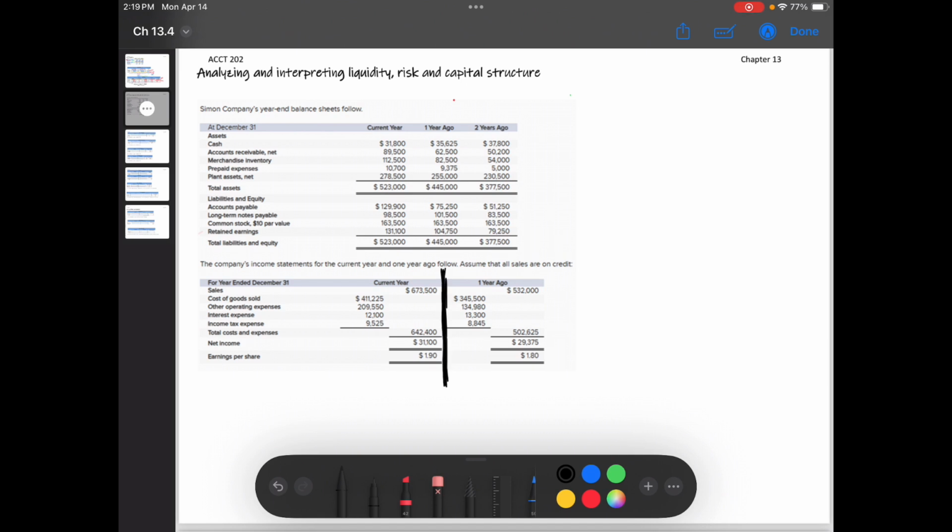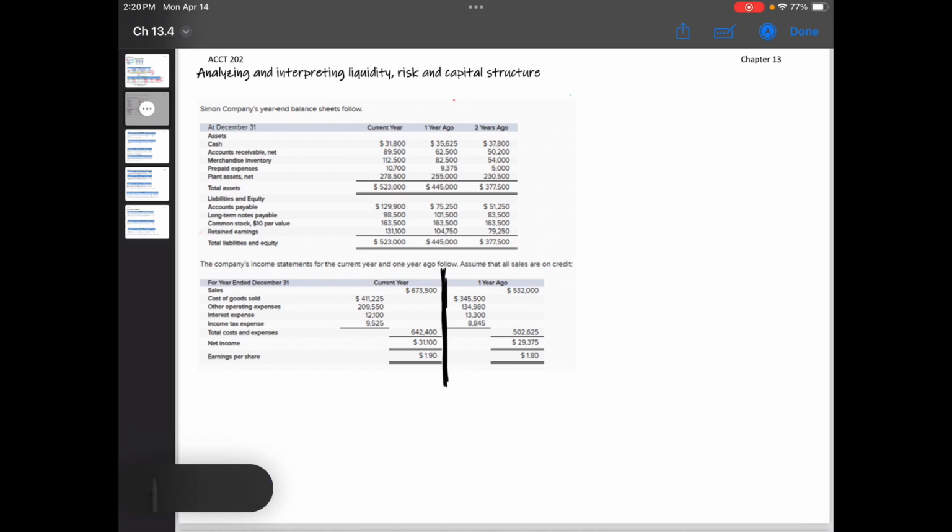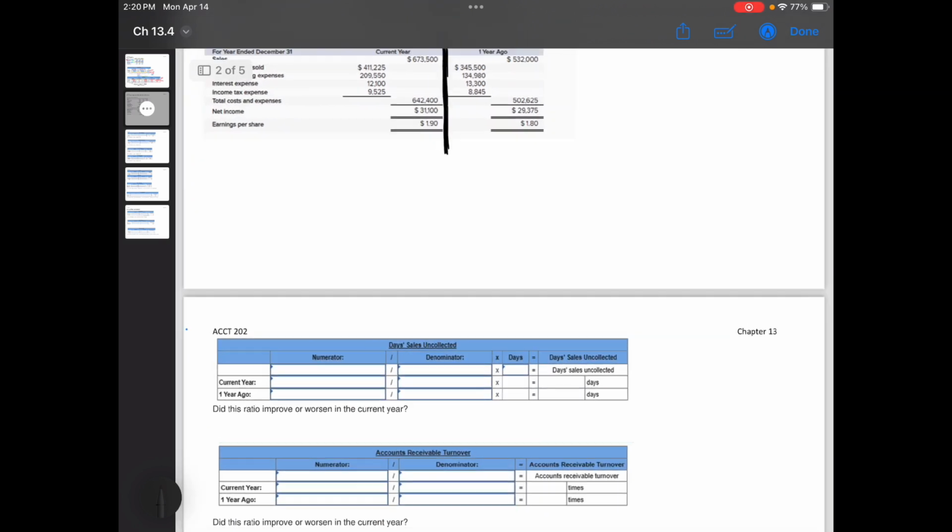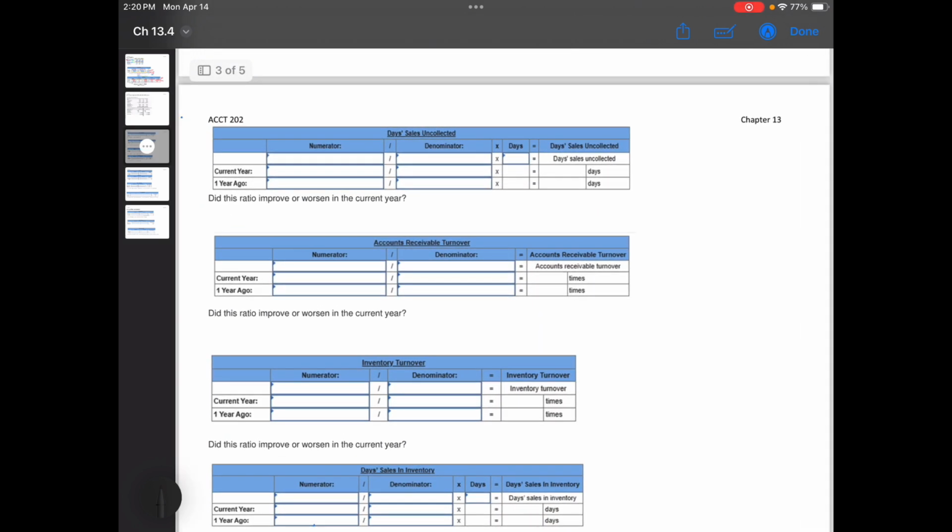So there's two, there's my little divider there. So for the very first one, we're going to go over some of the profitability stuff. And I'm looking at days that my sales are uncollected. So I'm sorry, I said profitability. This is a risk one, but we let our customers charge on account, right?